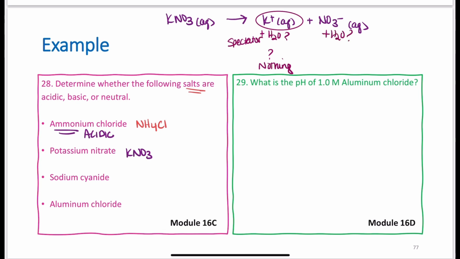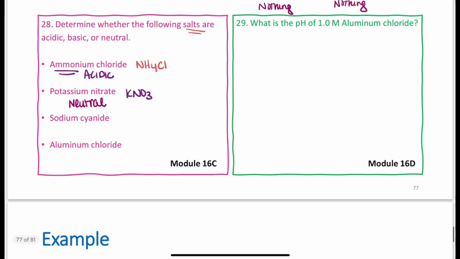If I said nitrate in water, it's the same thing. Nothing happens. Nitrate is the conjugate base of a strong acid. It comes from nitric acid. It is a very stable base, meaning it is a very weak base. It is very stable as nitrate. It's not going to pull a proton back off of that water. So it is also a spectator, which means this pH will be neutral.